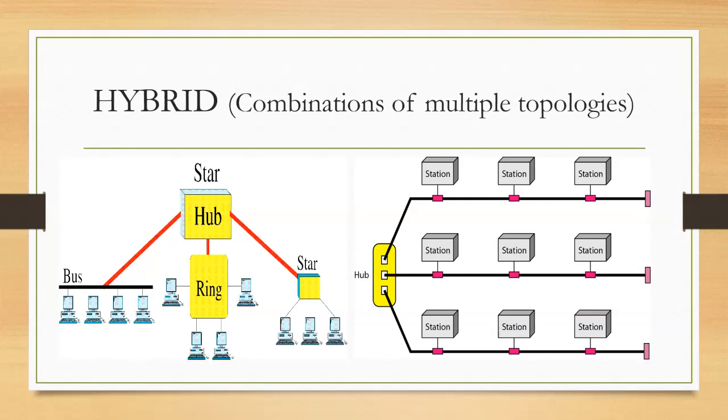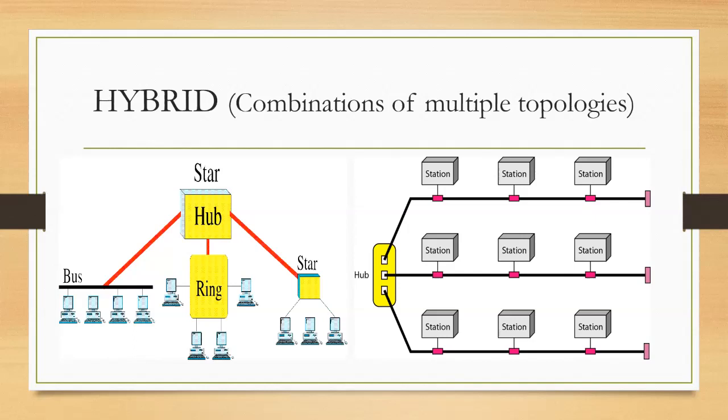Then we have tree, which is nothing but an extended star. We have bus, where we have a shared media or channel, multi-point communication. Then if you connect two ends of the bus topology, that will make it a ring topology. If we combine various topologies together, we have a hybrid topology.